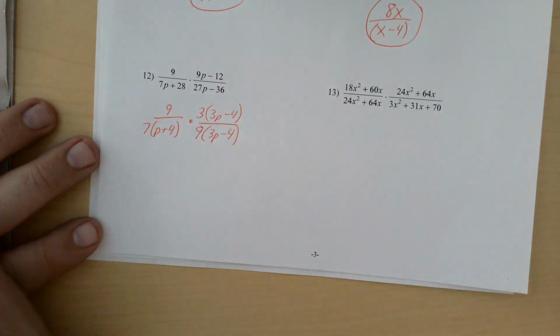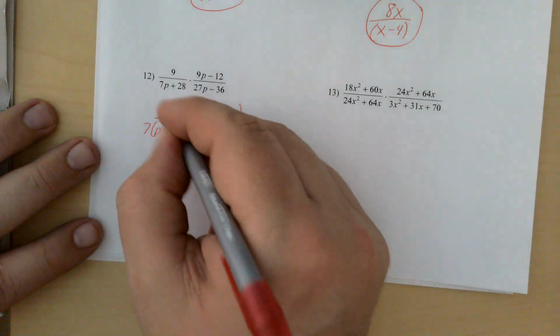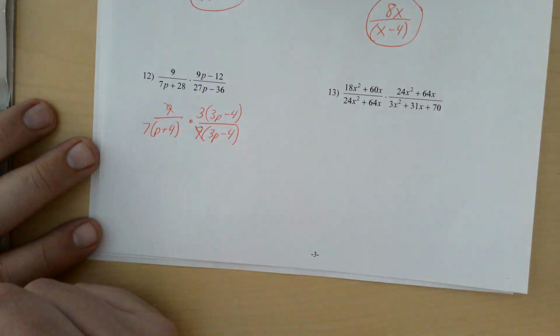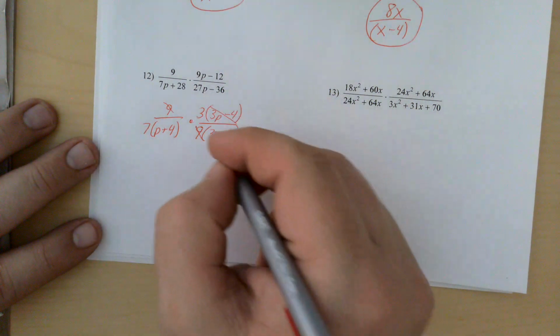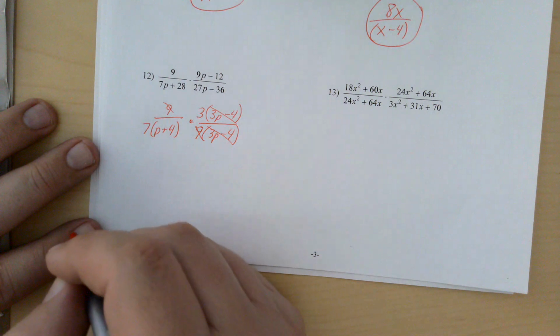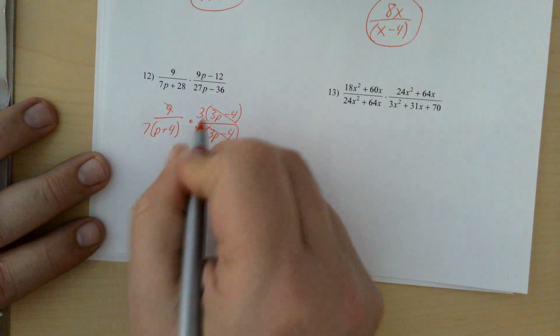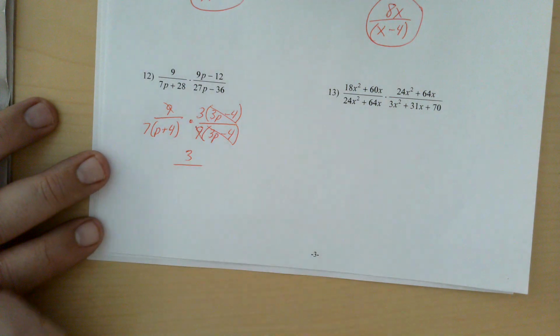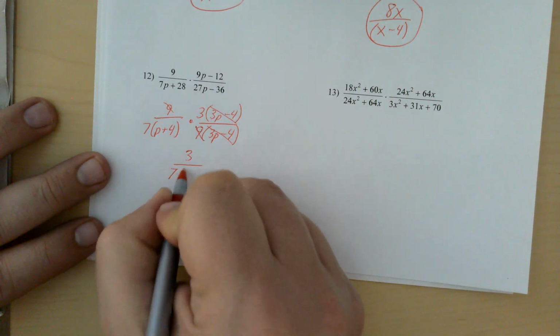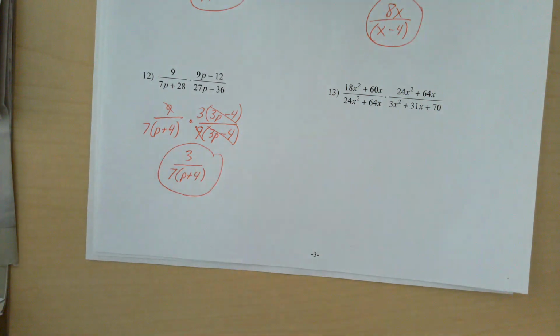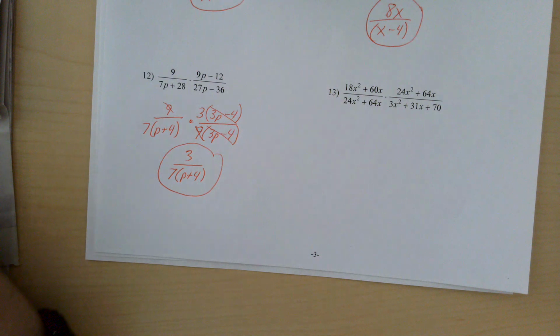So now we have all factors, and I can cross out the 9 because I have 9 as a factor up top and on the bottom. The 3p minus 4 wipes out. And so I am left with a 3 remaining up top. Nothing wiped out that 3 there. And 7 is still on the bottom and p plus 4. And I am done. Okay? So that's all I need you to be able to do. And force yourself to see this.